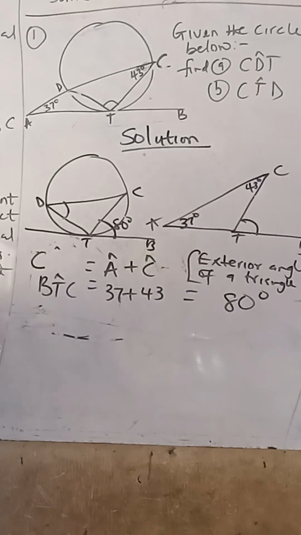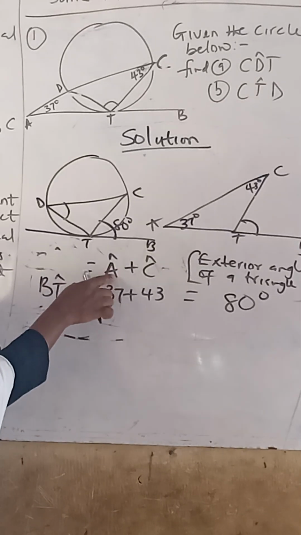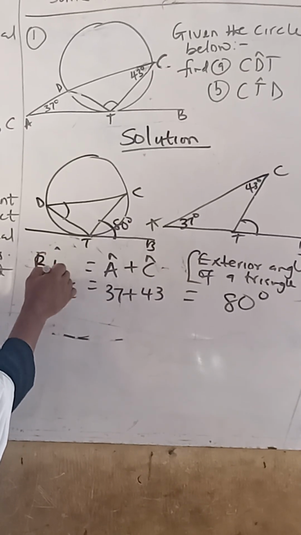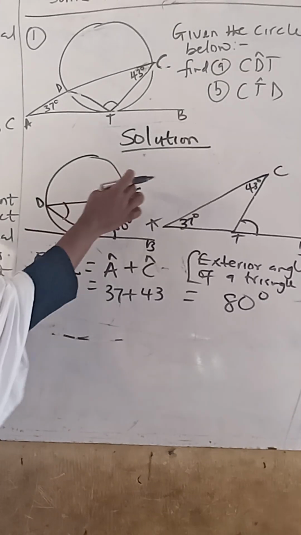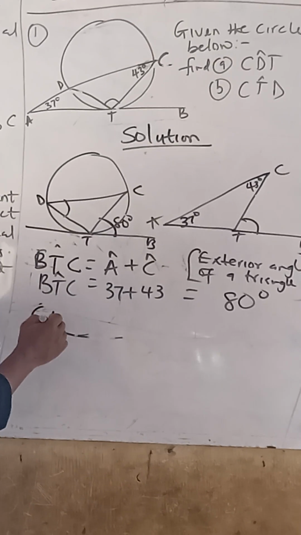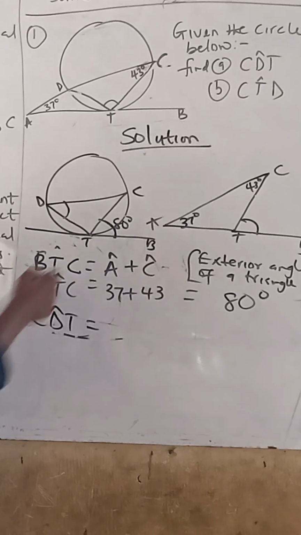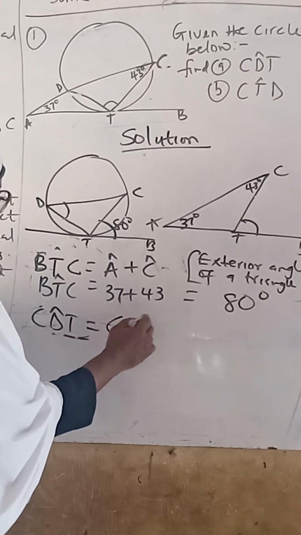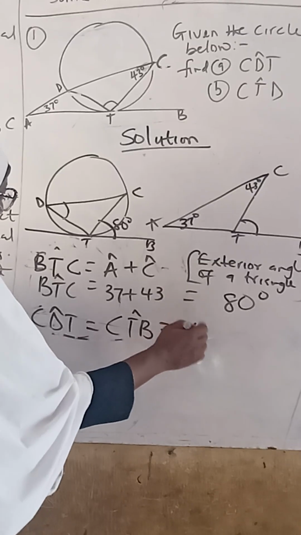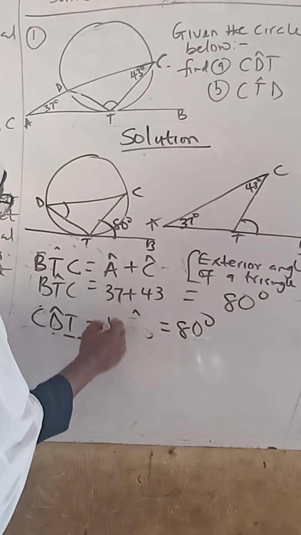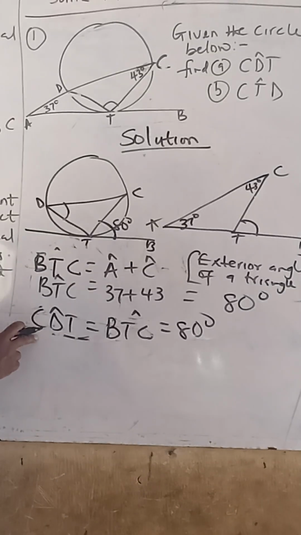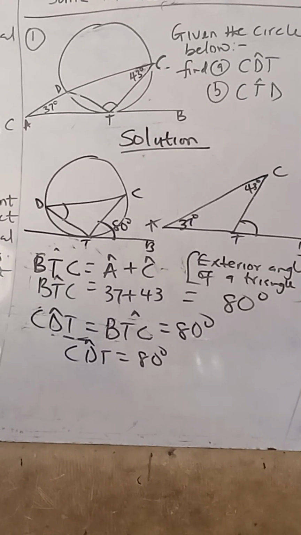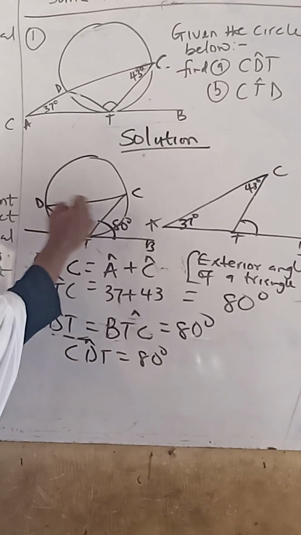Sorry, we have angle A, we have angle B. Okay, that is still our BCC. Now, this place now, you can now say that CDT is equal to CTB. CTB. And what is CTB? 80 degree. Or you can call it BTC to make it easy. So therefore, our CDT is 80 degree.